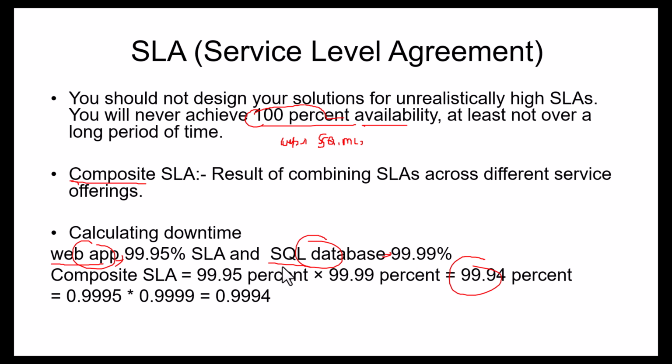To get your composite SLA, you simply pick every Azure service and multiply them. When you multiply them, your overall result is going to go down. That's why you should be very cautious that if you are adding many more resources to your application, your SLA is going to decrease.